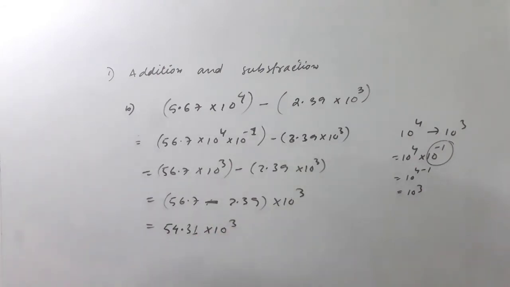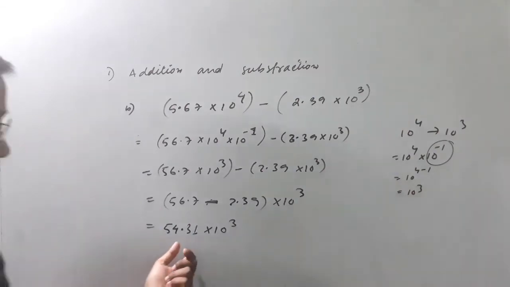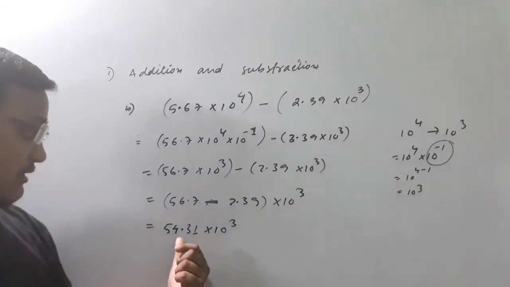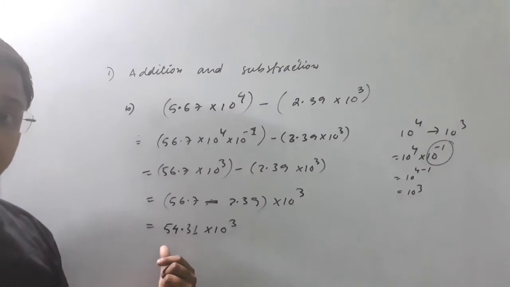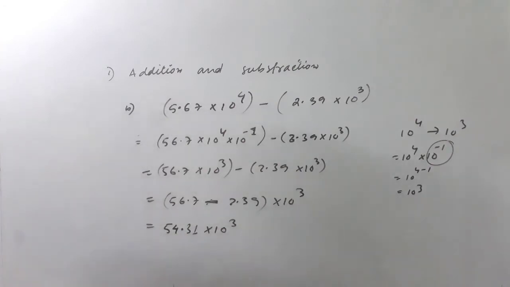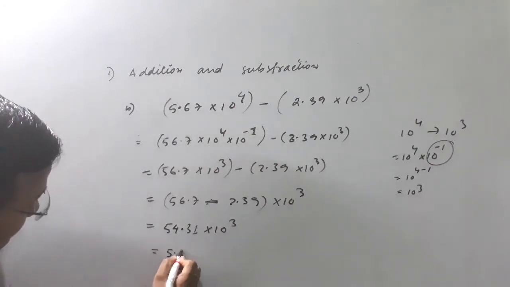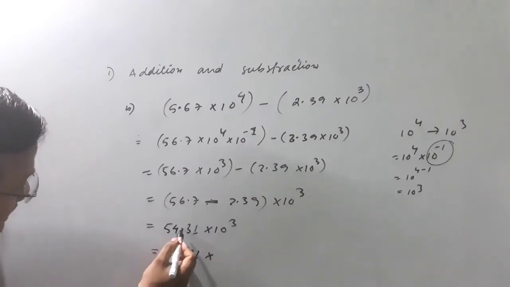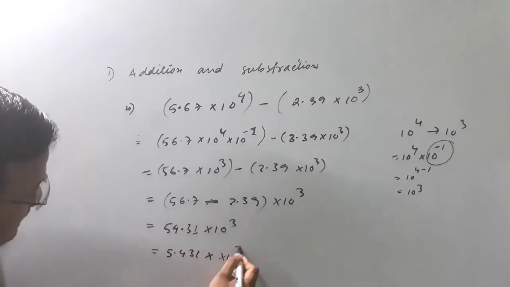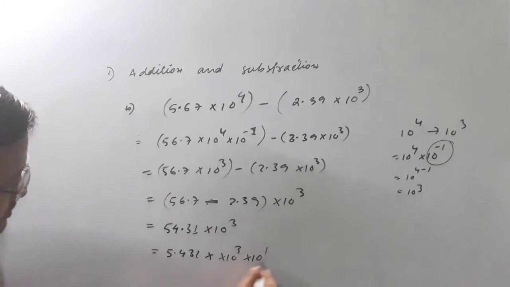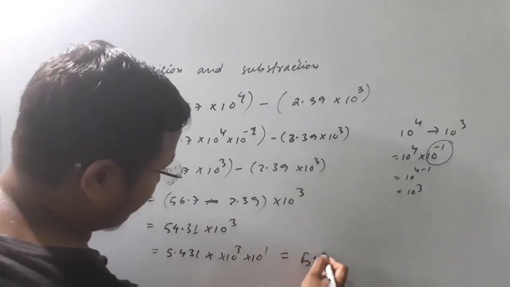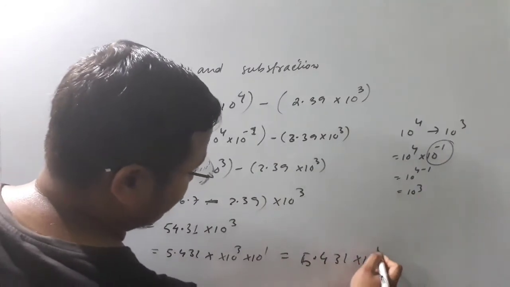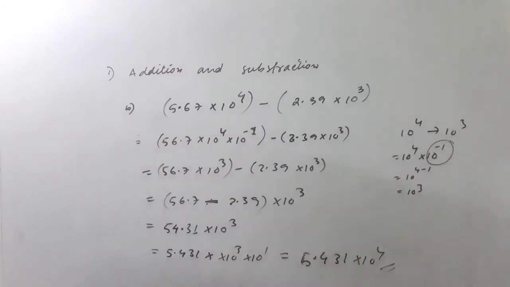But look at the answer. As I discussed in the earlier example, it is not in that form. Look, it is 54, right? So when you have an answer like this, you have to convert it into the form of scientific notation. It is 54, which is greater than 10, right? So you will convert it to 5.431. While shifting the decimal point, it will become 10 to the power 3 into 10 to the power 1. So your answer will become 5.431 into 10 to the power 4. So this is your correct answer.